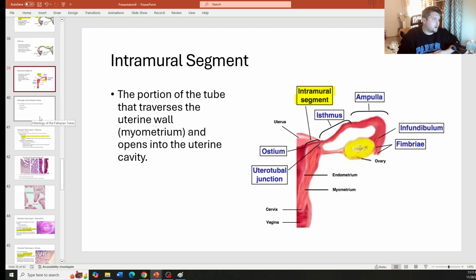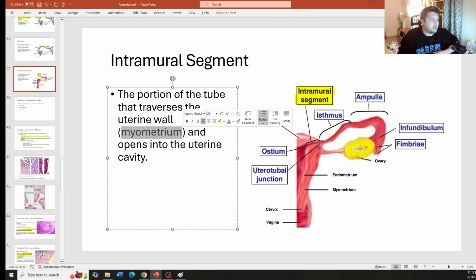Finally, the intramural segment. This is the portion of the tube that actually traverses the uterine wall and opens into the uterine cavity. So this is technically already the uterus. However, it's still part of that fallopian tube, so we call that the intramural segment, in between the full fallopian tube structure and the portion of the tube that is inside of the uterus lining, mostly the muscular lining of the uterus itself.